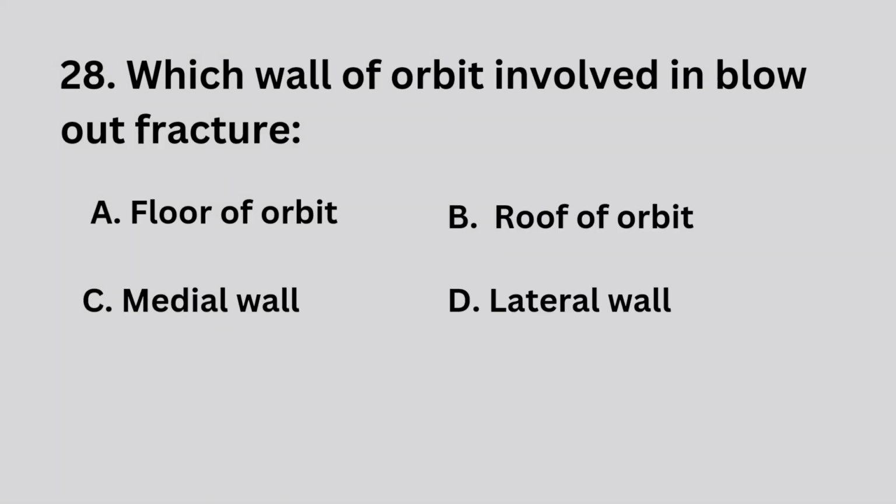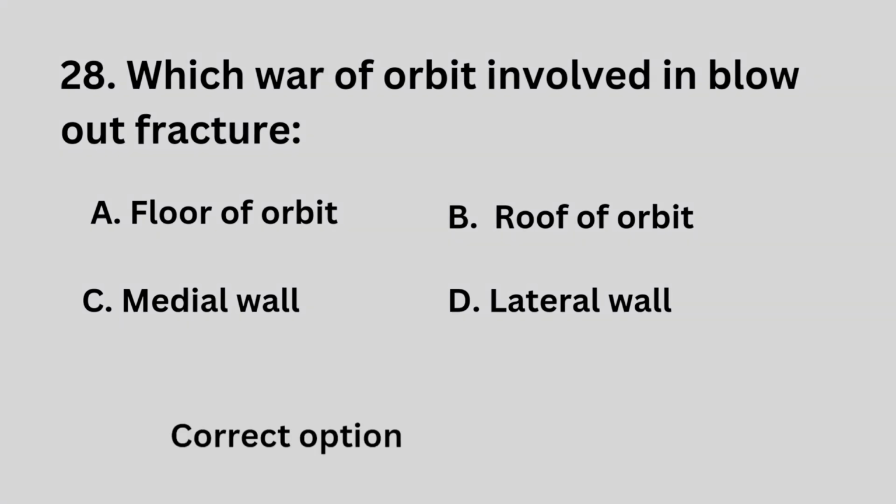Next question. Which wall of orbit involved in blowout fracture? Option A floor of orbit, option B roof of orbit, option C medial wall, and option D lateral wall. The correct option is option A floor of orbit.